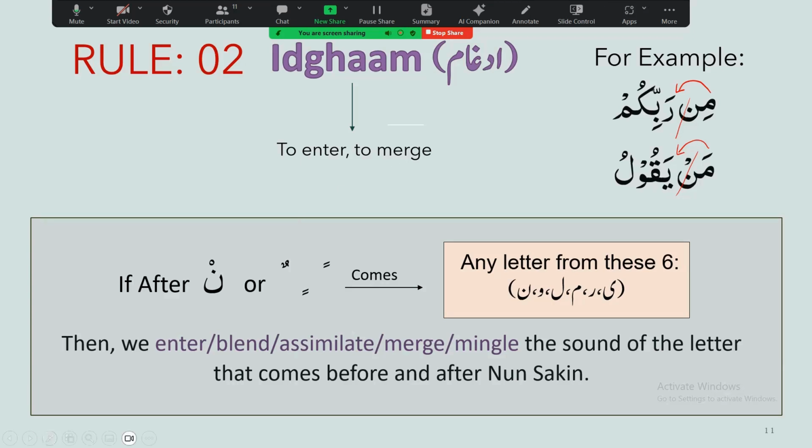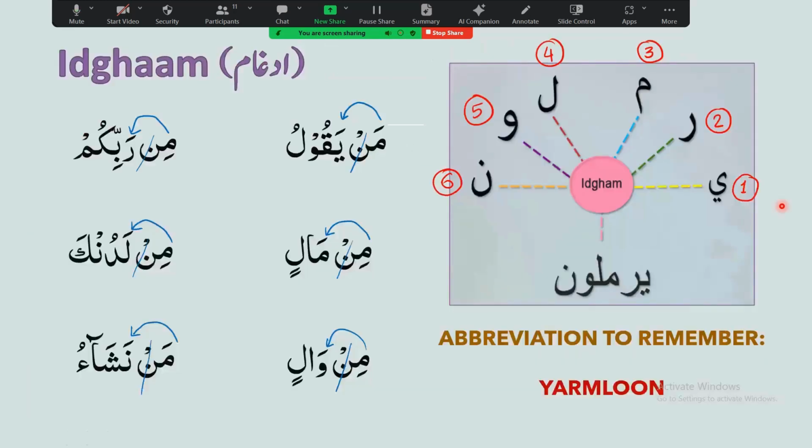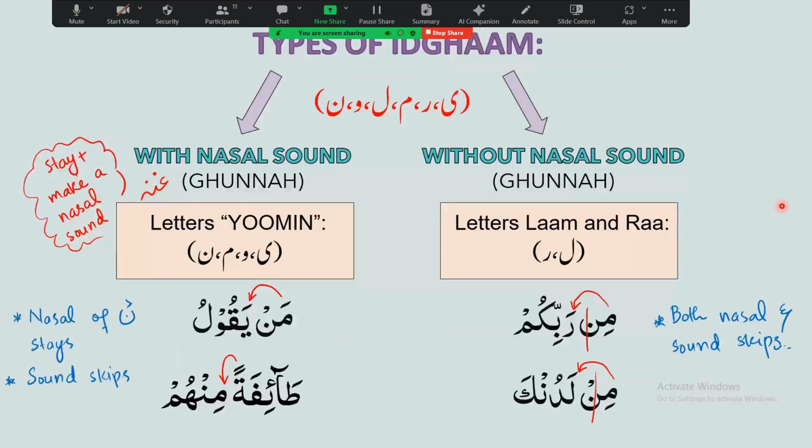There is an extension to this rule because it has two types. Idgham has two types, right? Because this rule is related to these six letters, for the two types we divide these six letters into four and two. So the two letters are lam and ra.